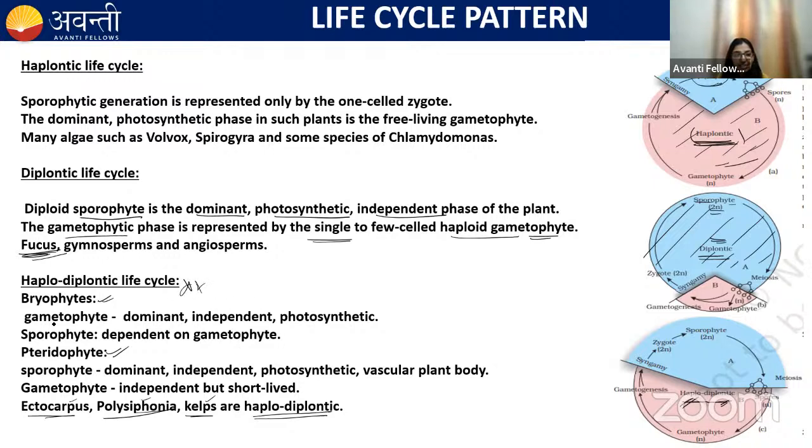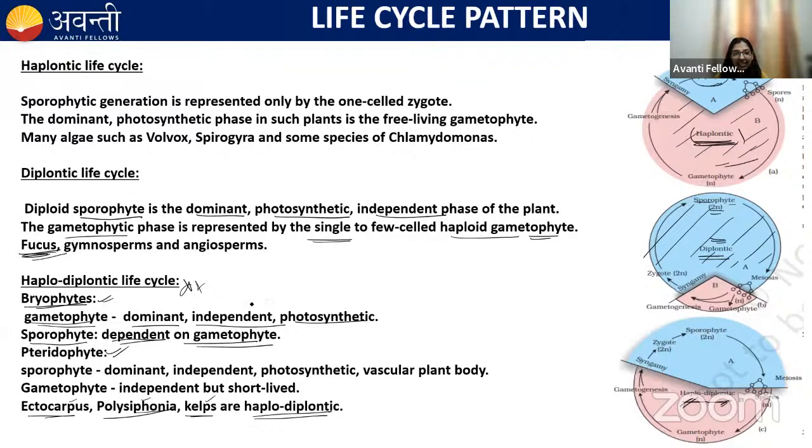Please remember these points: in bryophytes, the gametophyte is dominant. It is independent, it is photosynthetic, it is green in color. But the sporophyte is dependent on the gametophyte for its nourishment and development. Okay?